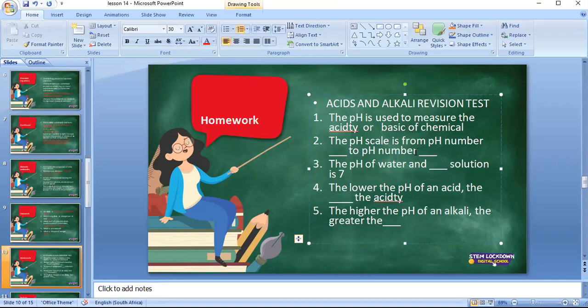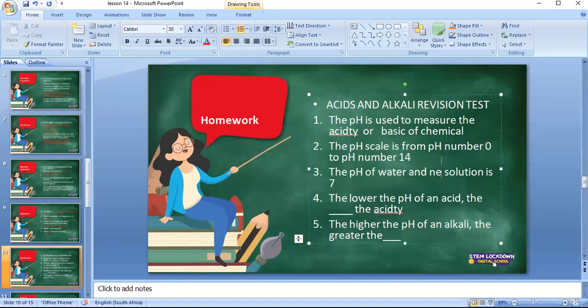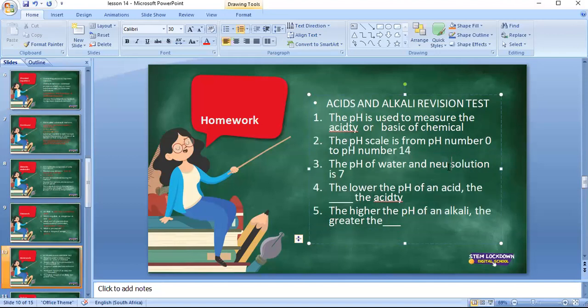The pH scale is from pH number what to number what? Number 1 to number 14. From 0, Unkabetsi, to number 14. Remember that yesterday we discussed that in theory some of the acids are 0. So we did that. The pH of water and solution, and what solution is 7? Neutral solution is 7. So remember that the water that we drink is neutral. Even if we're looking at any other solution that has a pH of 7, we say it's neutral. Remember that water is neutral.